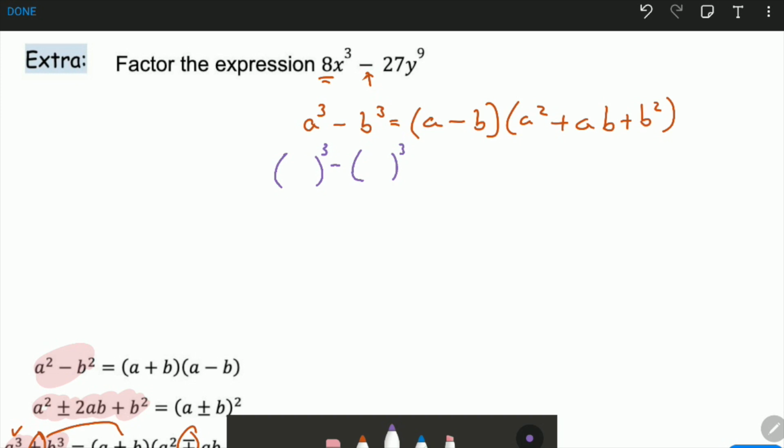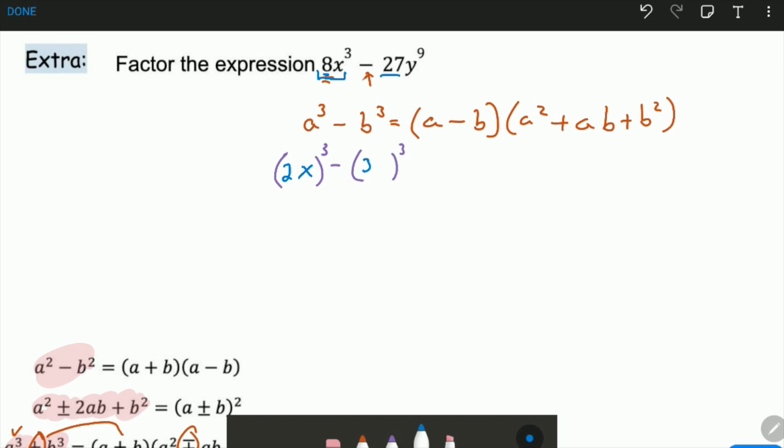So remember that a is what you cube to get the first term. So what do we cube to get each of these expressions? What do you cube to get 8? Well, 2 to the third power is 8. You can always use the cube root on a calculator. And what do you cube to get x to the third? Well, we raise x to the third power to get x to the third. For the second term, what do you cube to get 27? Well, we cube 3 to get 27. And what do you cube to get y to the ninth?